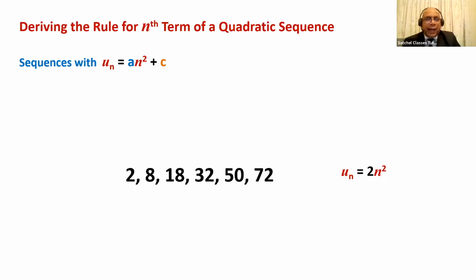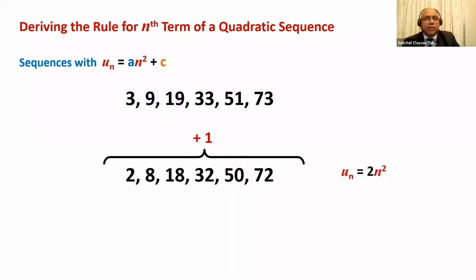Now, if I add 1 to each term of this sequence, what should we get? Well, we should get a new sequence, which is 3, 9, 19, 33, 51, 73, right? Because we have arrived at this sequence by adding 1 to each term of the original sequence, the rule for that sequence should be 2n squared plus 1, right? Because the original sequence was 2n squared, and because we added 1 to each term, the sequence would now have a rule which is 2n squared plus 1.